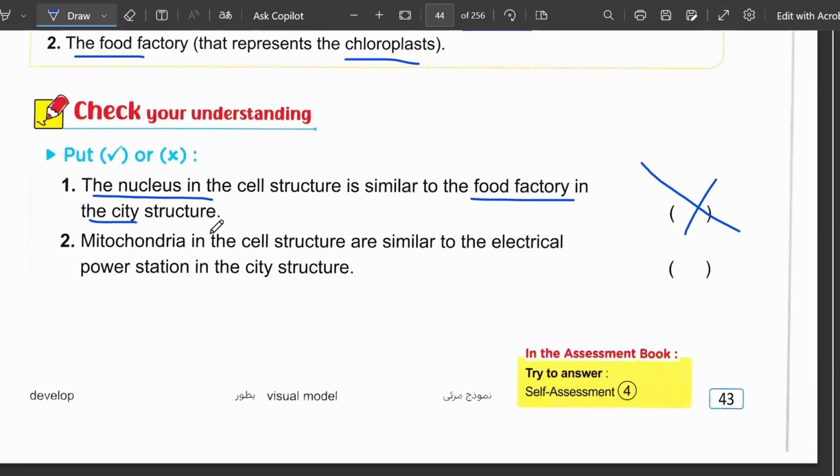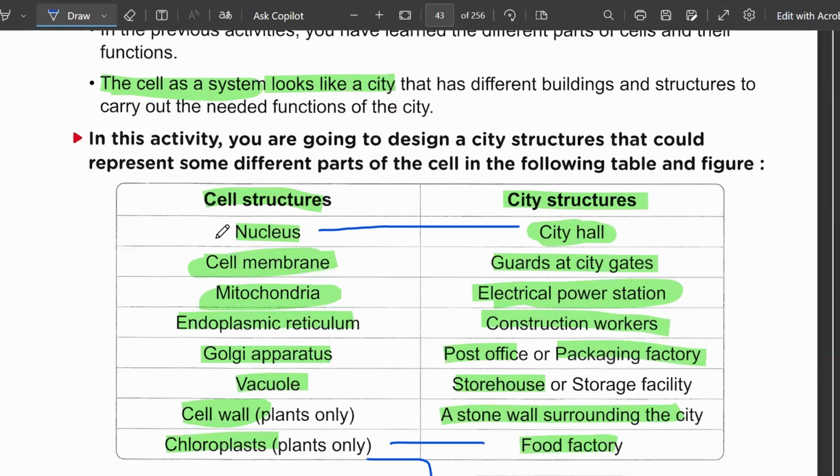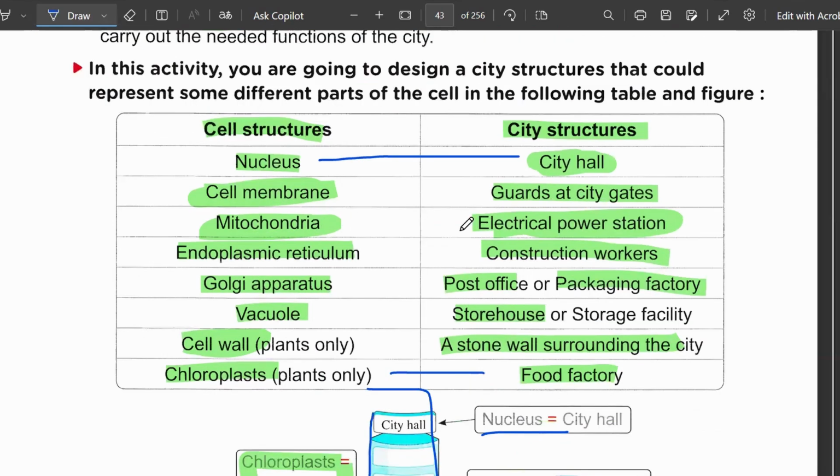2. Mitochondria in the cell structure are similar to the electric power station. I think yes, because mitochondria is called the powerhouse, okay, which is responsible for energy in the cell. So mitochondria in the cell structure are similar to the electric power station in the city structure. True. Mitochondria are like the electric power station in the city structure.